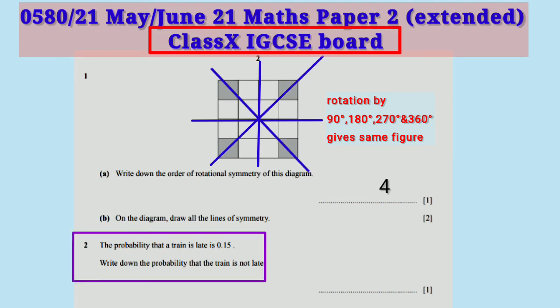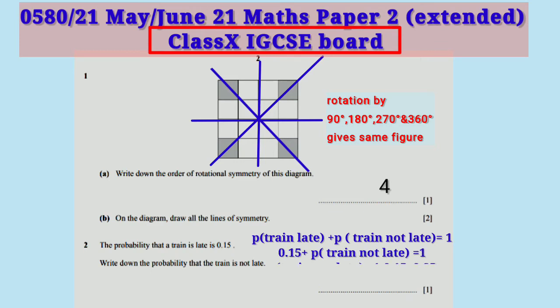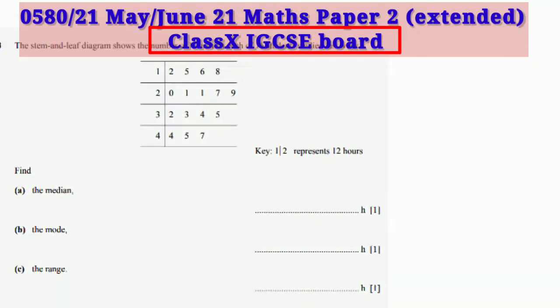Second question. The probability that a train is late is 0.15. Write down the probability that a train is not late. The probability of the train being late plus the probability of the train not being late is 1. Therefore, 0.15 plus the probability of the train being not late equals 1. We get 1 minus 0.15 equals 0.85. The answer is 0.85.